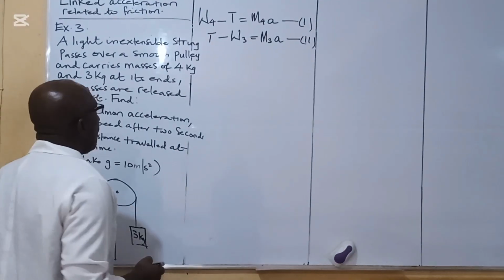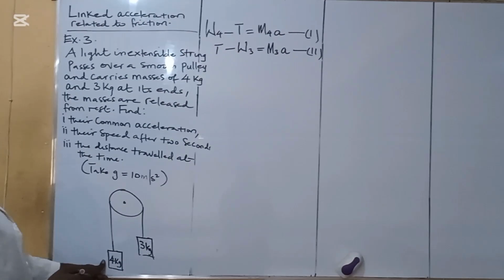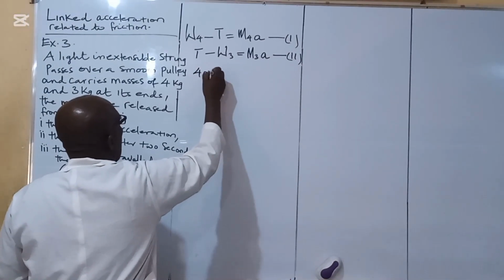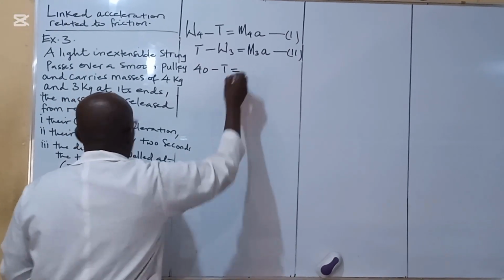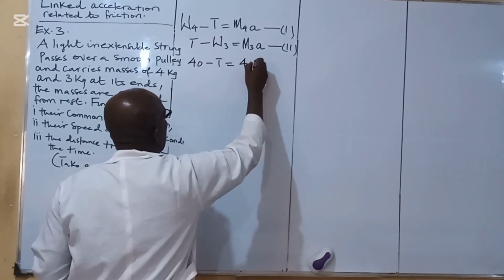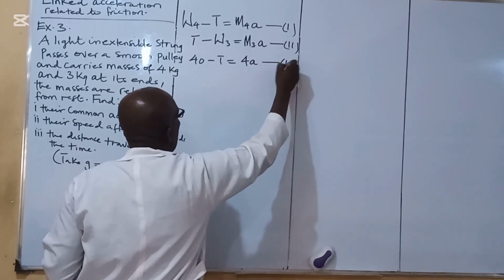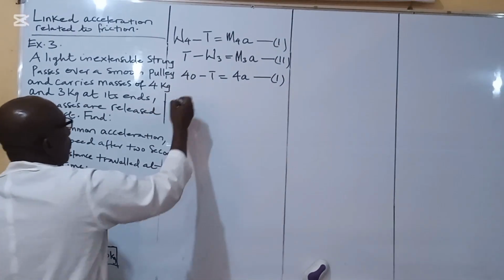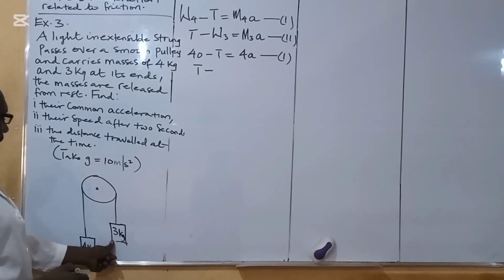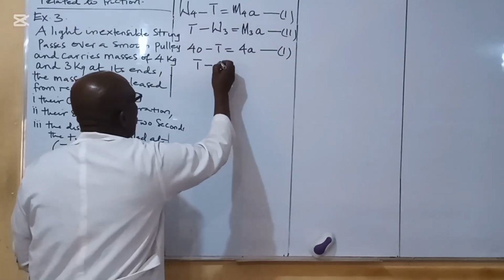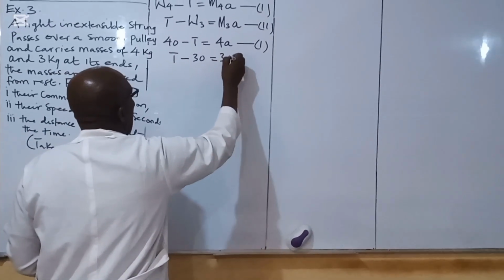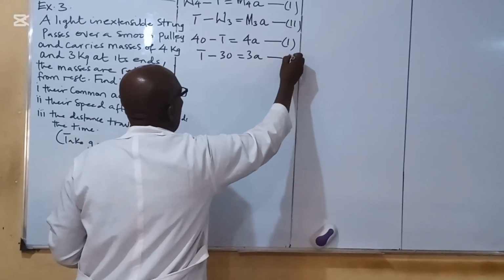What is the weight of this 4 kilograms? That's 4 times 10, that will be 40. So 40 minus T is equal to the mass of this 4 kilograms, 4 times acceleration. That's equation 1. Now, let's look at equation 2. We have T minus the weight of this 3 kilograms. That's 3 times 10, that would be 30, is equal to 3A. Equation number 2.